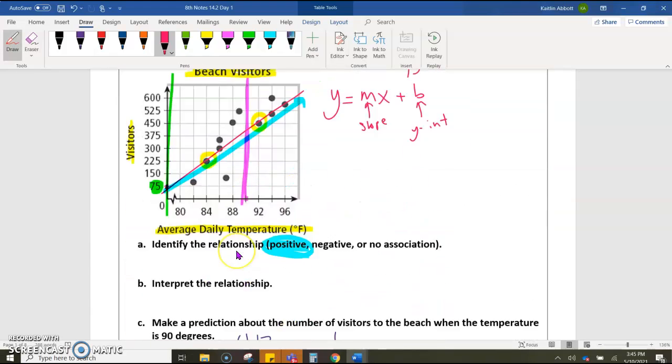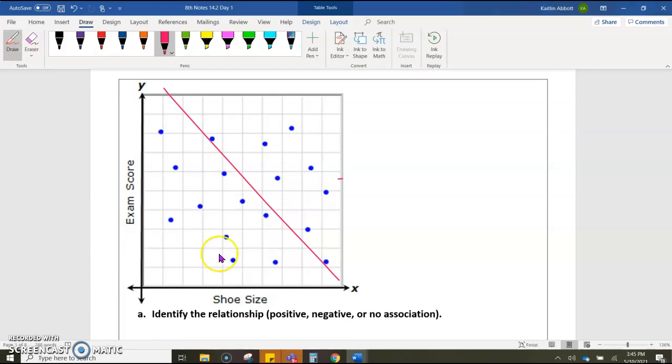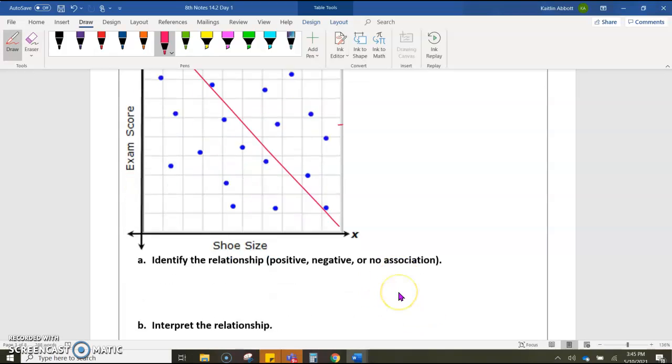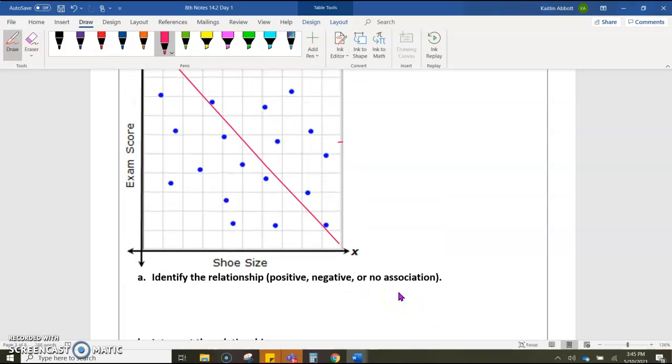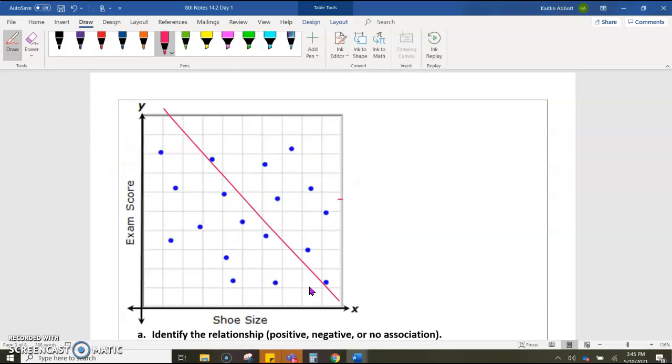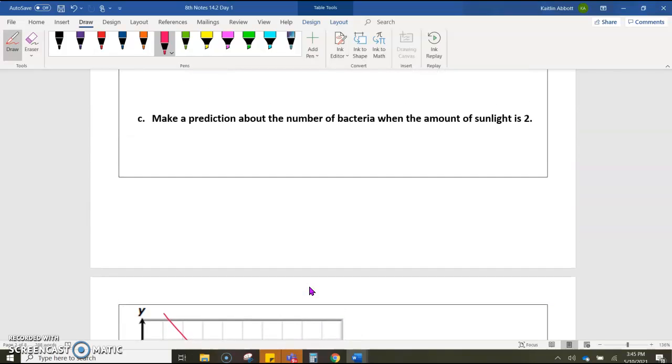And same with temperature. So when there's no line of best fit, dots are everywhere. That means there's no relationship, no association, and so there's no correlation between shoe size and exam scores. You can have any size shoe you want, and it does not affect your exam score. So there you go. There's all three. Let us know if you have questions.